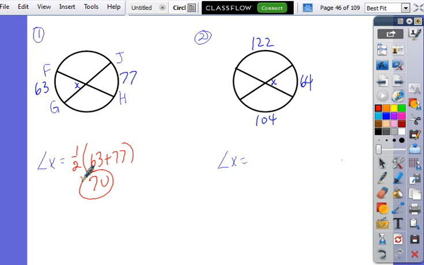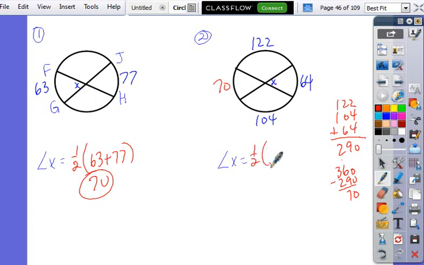On the second one, there are two ways of doing it. The first way would be to figure out what that missing arc is. Add them together. If I add everything up, 122, 104, and 64, that's 290. Take that 290 and say 360 minus 290 tells me that part is 70. Then add those together, type it in the formula, and get 67.